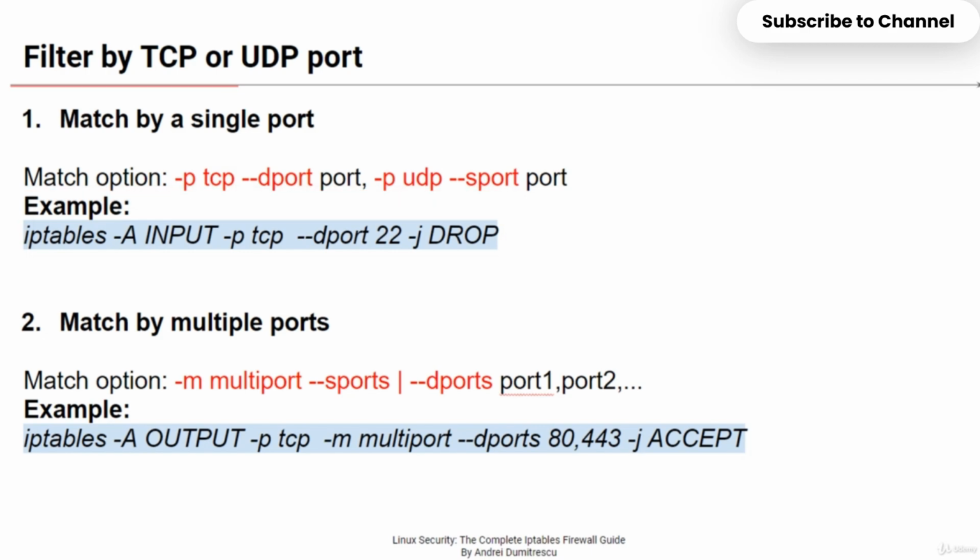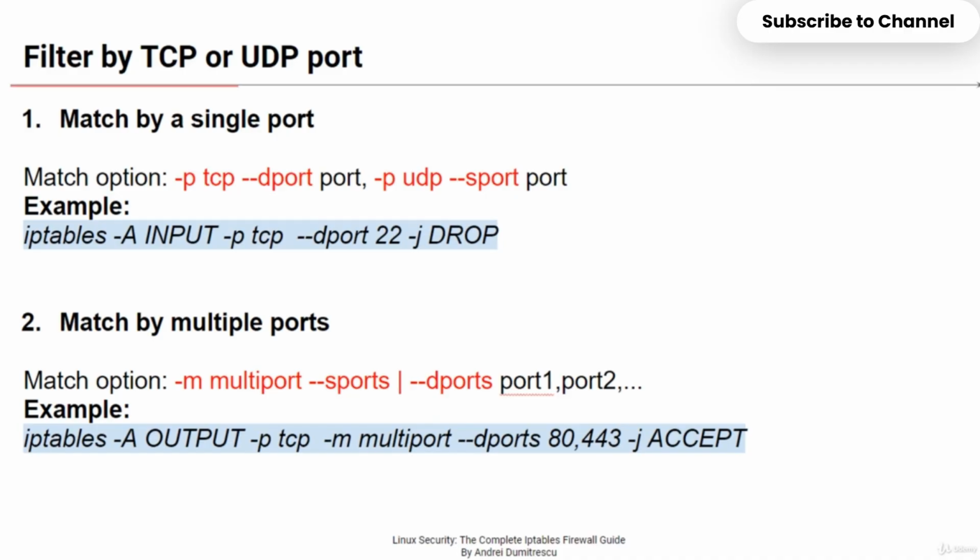If we want to match by multiple ports, we can write more iptables rules, one rule for each port, or we can use another option, which is -m multiport. There are two options, --sports to match by source ports and --dports to match by destination ports. After that match option come the ports separated by commas.